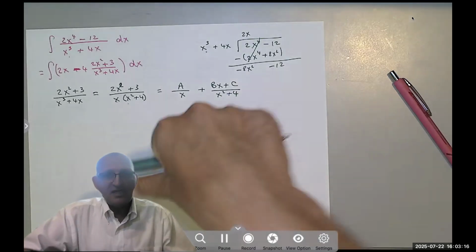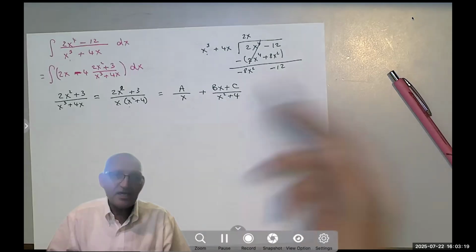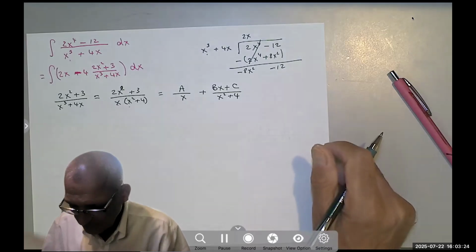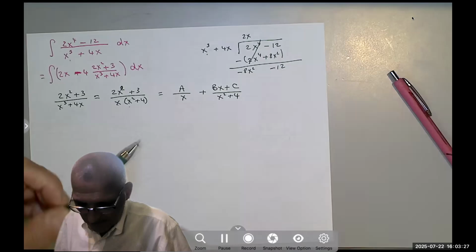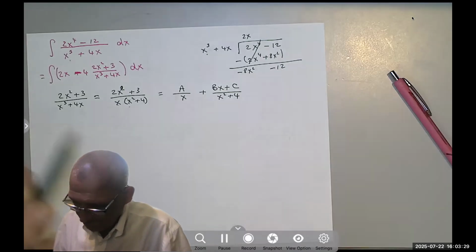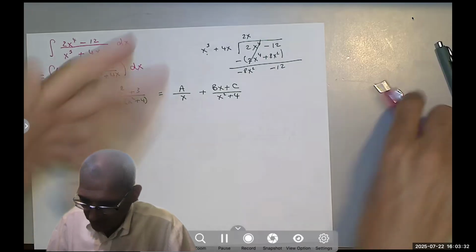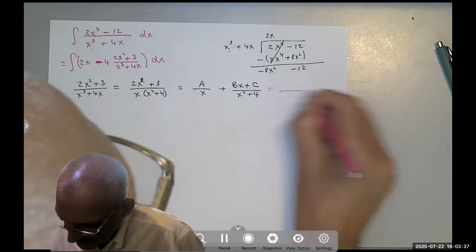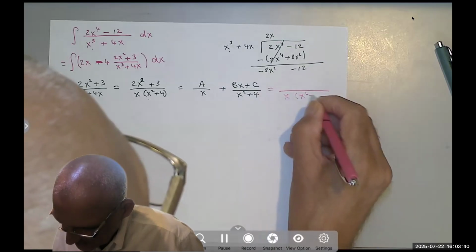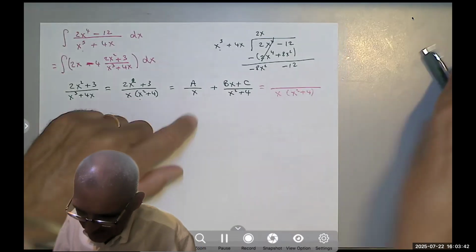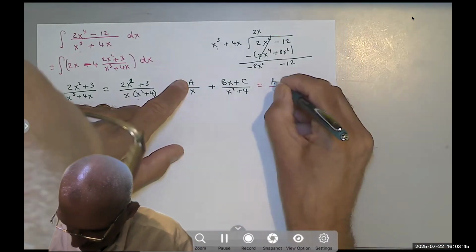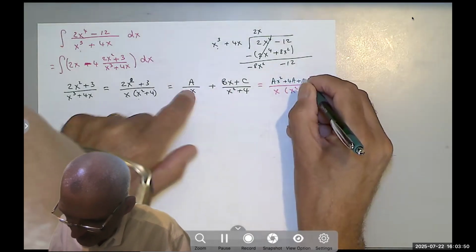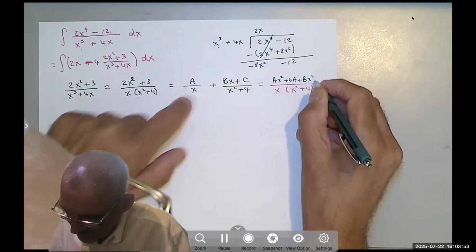Now we cannot use the hide method because I have a square and stuff, but you can use it for the x. Anyway, so I'm going to say, if I use a common denominator, which is x times (x squared plus 4), I will get ax squared plus 4a plus bx squared plus cx.